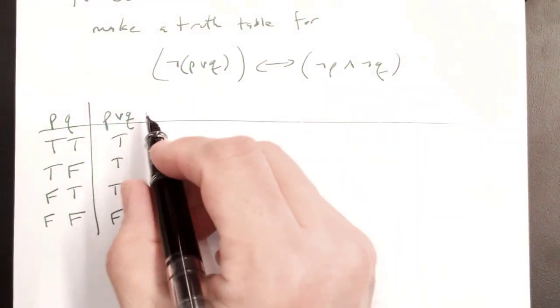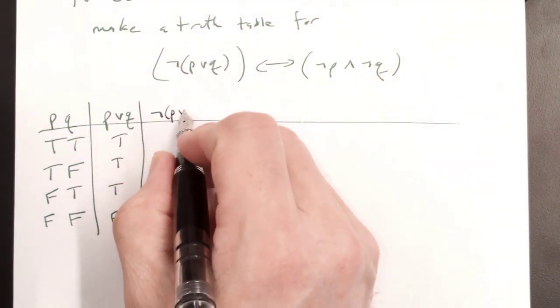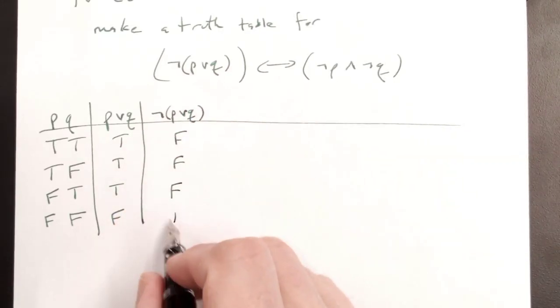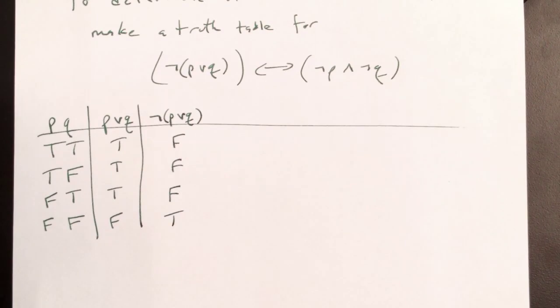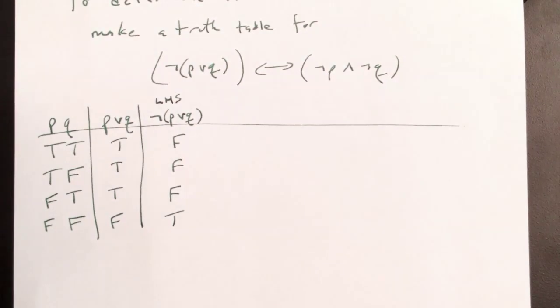Okay, to make the left-hand side, I need to negate this. There we go. Now, since that's the left-hand side, up here I'm going to write LHS, left-hand side. Try to remember that.